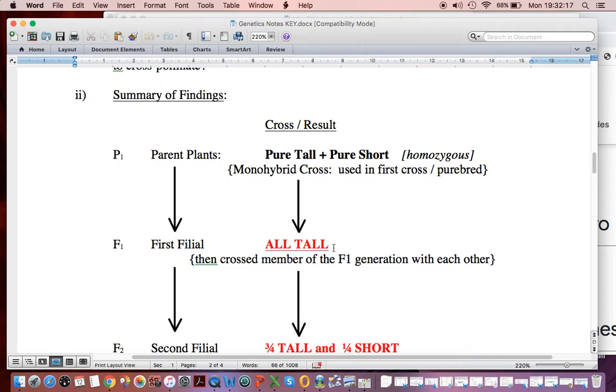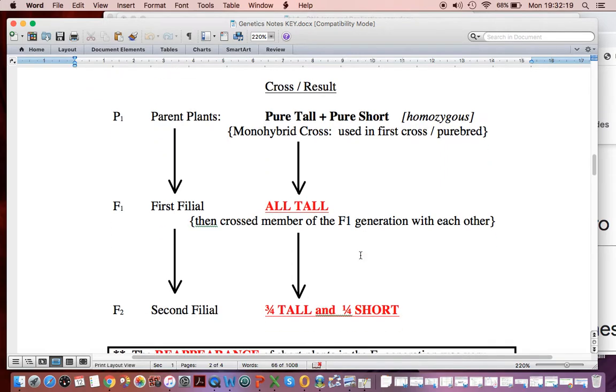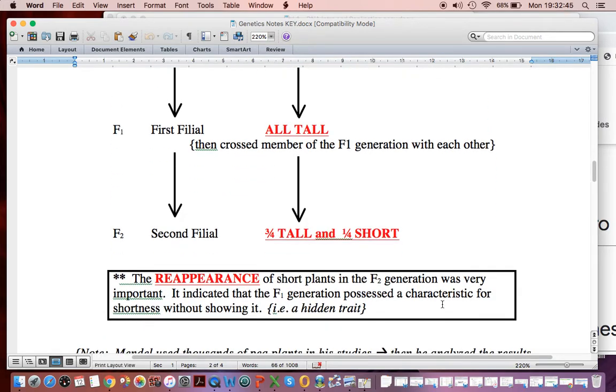They were all tall. When he crossed these, and he did this in the order of thousands, so he might have 6,000 pea plants, so it was increasing the statistical significance. When he crossed these, the short trait reappeared. 3/4 tall, 1/4 short. So let's say he had 6,000 pea plants, then he'd have about 4,500 tall and 1,500 short pea plants in the F2 generation.